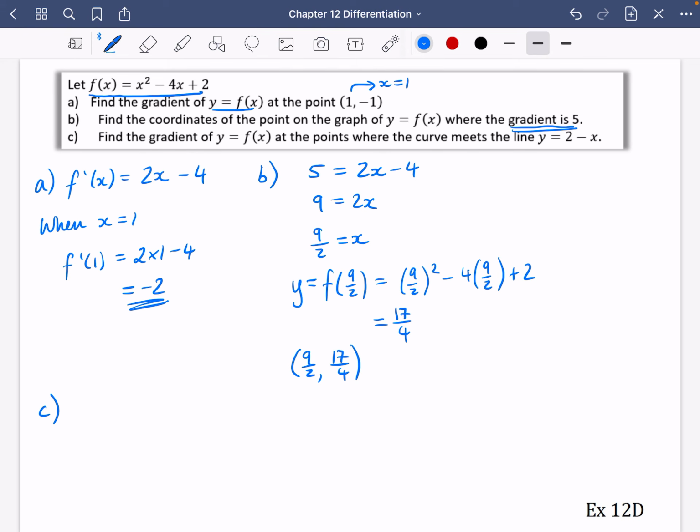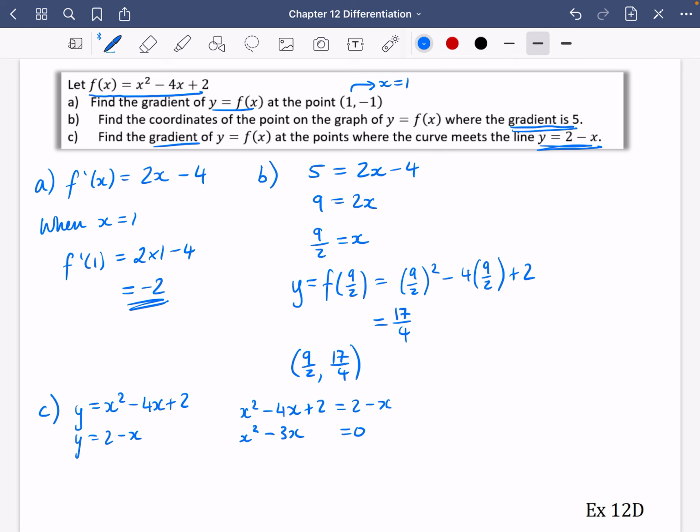And now we're trying to find out what is the gradient at the point where the curve meets this line here. So again, we've got simultaneous equations. We've got y equals x squared minus 4x plus 2, and we've got y equals 2 minus x. When I do these simultaneously, I'm going to get x squared minus 4x plus 2 equals 2 minus x. Put it all onto one side so it equals 0. So it's going to be x squared minus 3x. The 2's cancel.